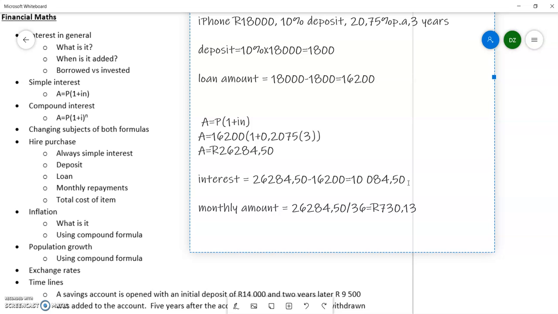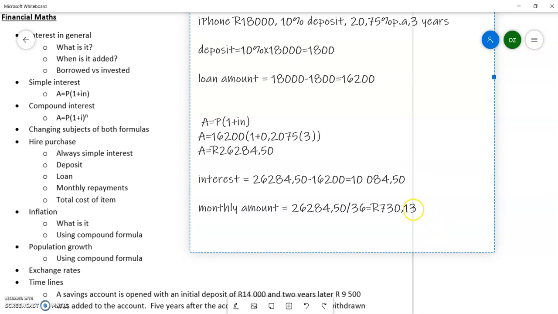Now, there are some additional questions that I could ask on this. I could add insurance, so a monthly insurance amount. So I would just add the insurance onto this monthly amount here. I can ask you how much interest is paid for 1 year, because remember this interest is for all 3 years. So then I would divide this interest by 3. And that is pretty much what I can ask.